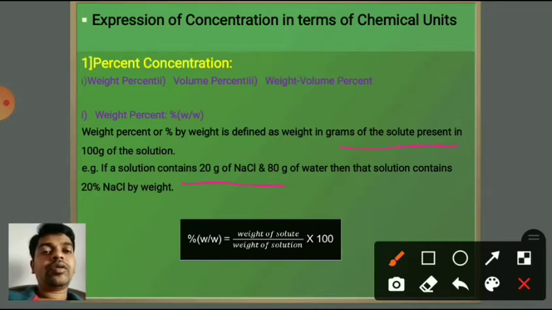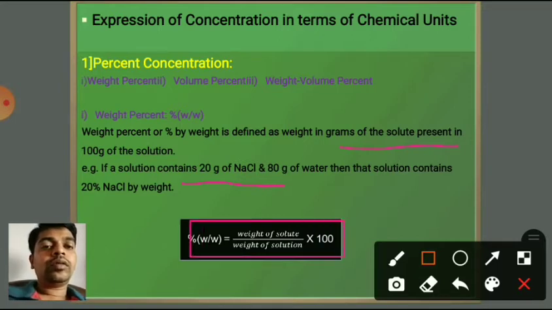That means the total weight of that solution becomes 100. 80 plus 20 becomes 100, and out of 100 grams, 20 grams is NaCl. That's why 20% NaCl by weight is present in the given solution, and that's why it is a weight percent. Now this weight percent is given by the formula: percent W by W equals weight of solute divided by the weight of solution, into 100.